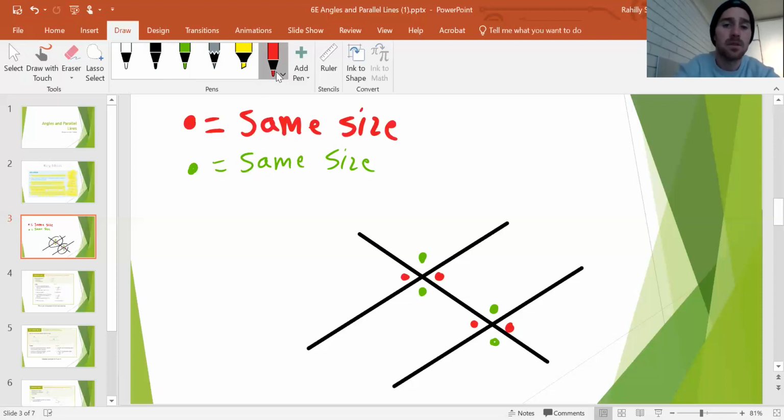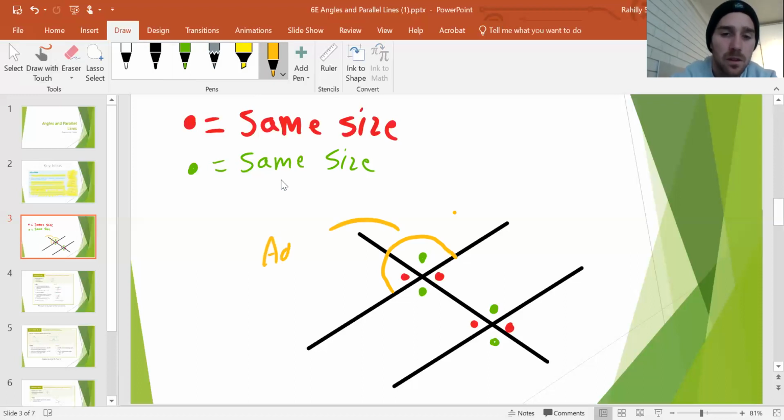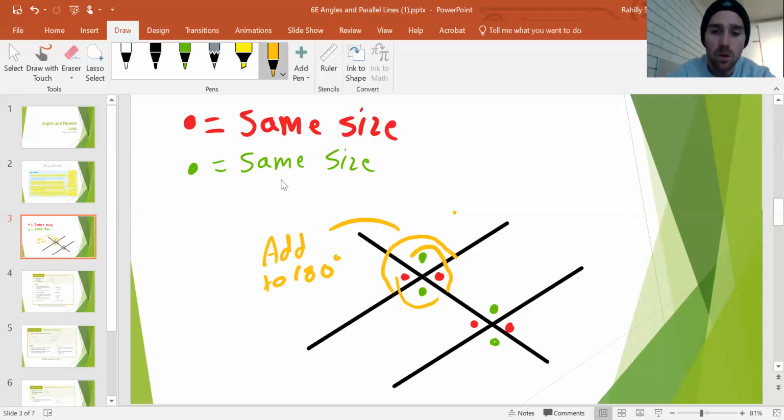If we have a red and a yellow angle, if you combine them, they're going to add to 180. Any combination of red and yellow, so those two there, or these two here, or these two, any combination of red and green, if you've got one red and one green in those positions, they're going to add to 180 degrees.